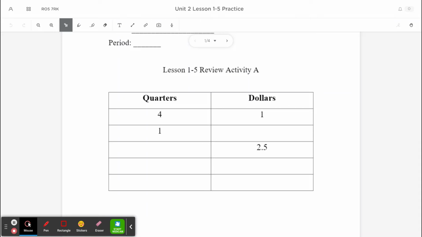In this assignment, you'll be reviewing how to use a table to demonstrate a proportional relationship. I'm going to walk through it with you for slides 1 and 2, and then you're going to do slides 3 and 4 independently. Notice that this table displays the relationship between quarters and dollars. We know that we have 4 quarters for every $1.